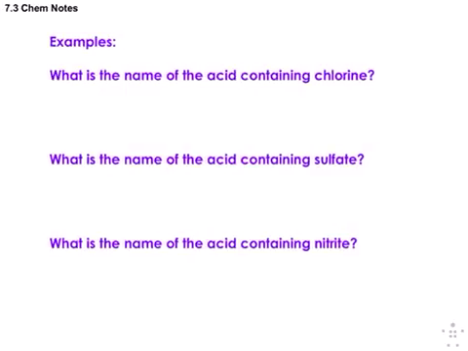So looking at some examples. What is the name of an acid containing chlorine? So we have to put an H out front because it's an acid, and then we bond it to chlorine. Does that make sense? So it'd be hydrogen and chlorine. So when we do that, does this chlorine become chloride, chlorate, or chlorite? Chloride, good. So this would become chloride. How do we know that this is chloride?